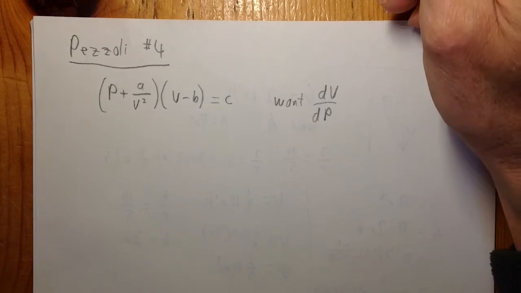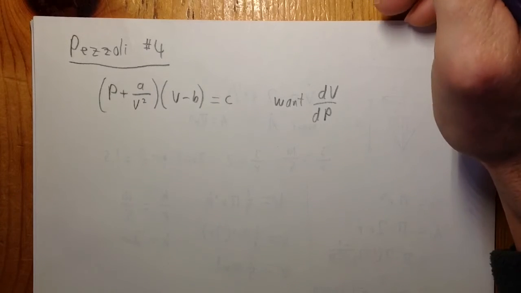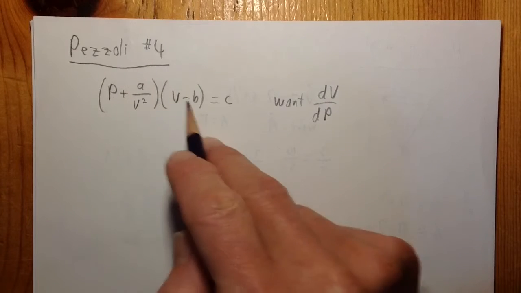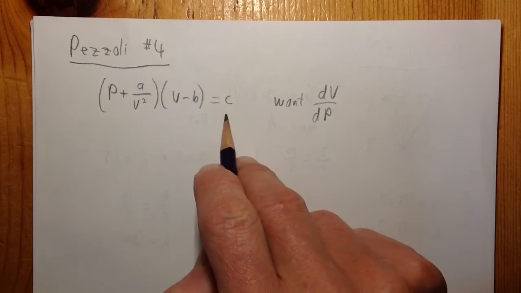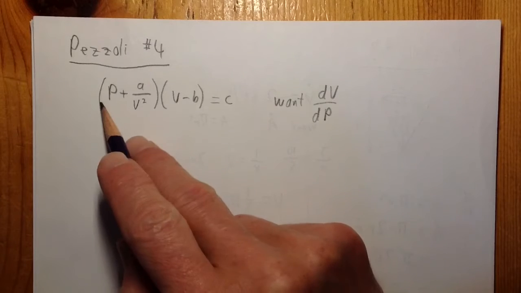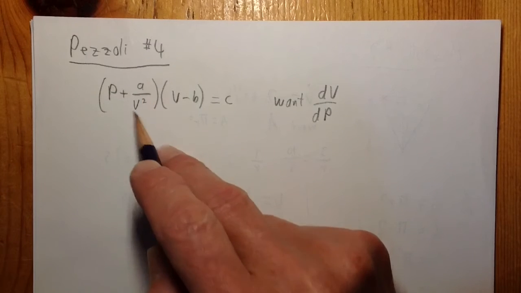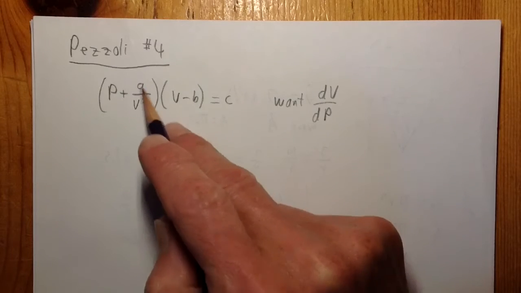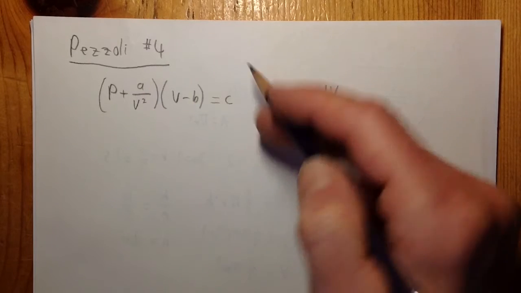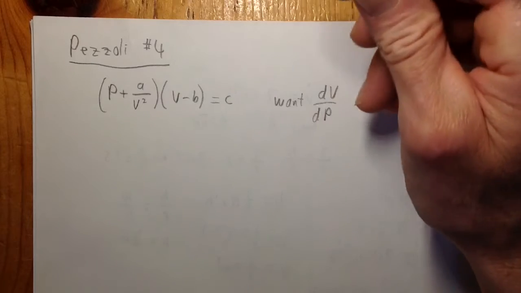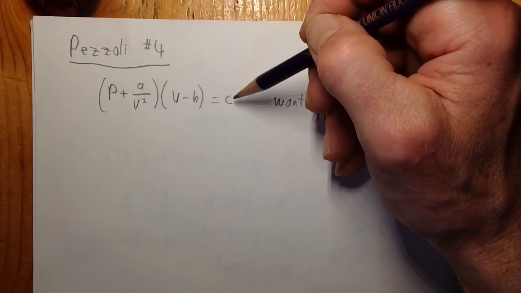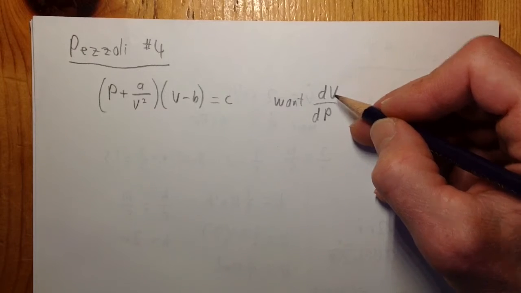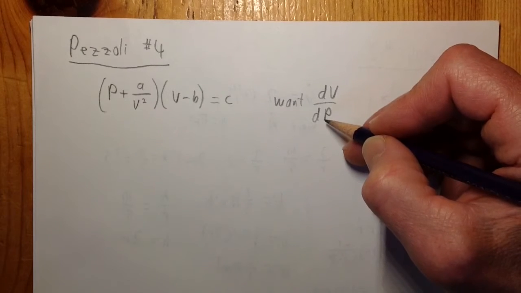Now let's look at problem number 4. They tell us we have this equation, the pressure, and this is probably a real equation that's used in chemistry. Pressure plus A over volume squared, times volume minus some number B, is equal to C. A, B, and C are constants. They could be 1, 3, 5, whatever. So they're just constants. So we want to find how fast the volume changes with pressure, dV dP.